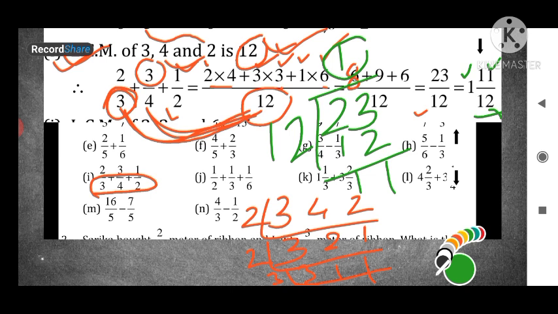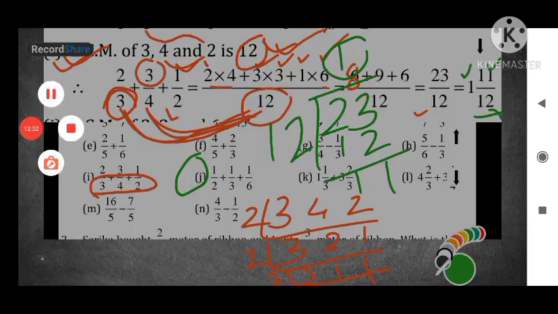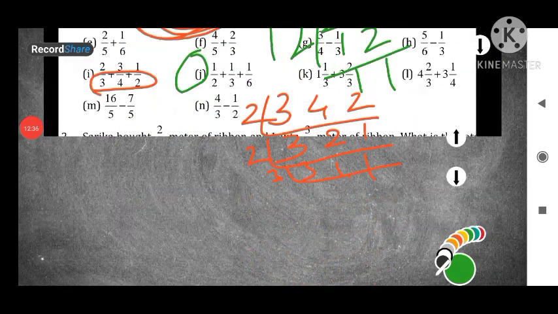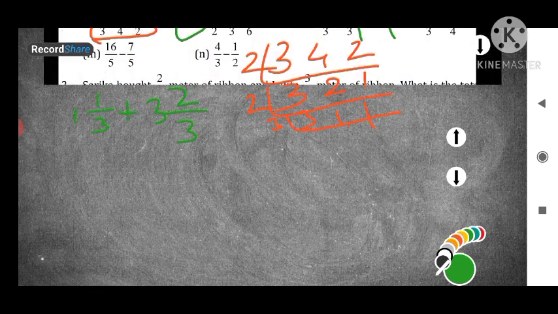Now I will solve K. Now J is also the same, so J is your homework, so you will try this question. Now I will solve K because K is given in mixed fraction, isn't it? Mixed fraction is given. So let me write the question. K question is given 1 upon 3 plus 3 2 upon 3. This is the given question, isn't it?